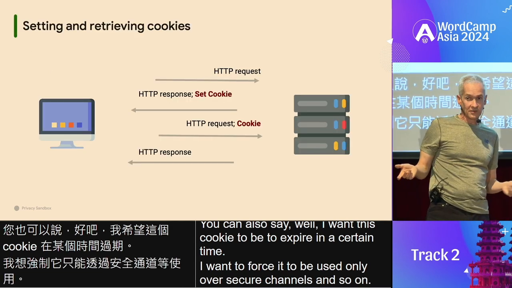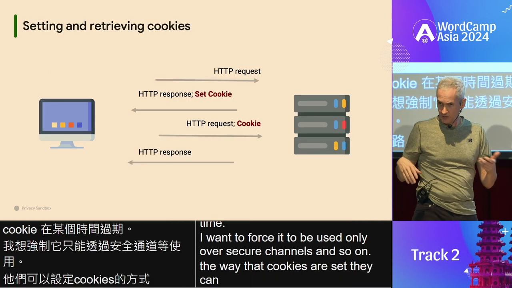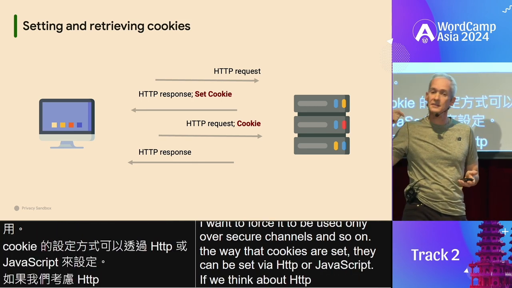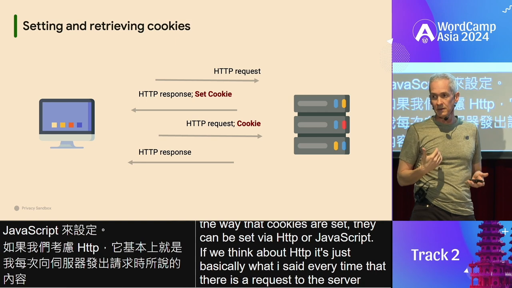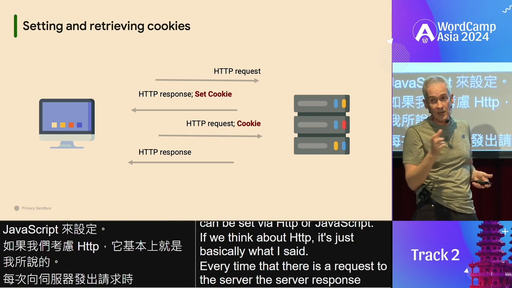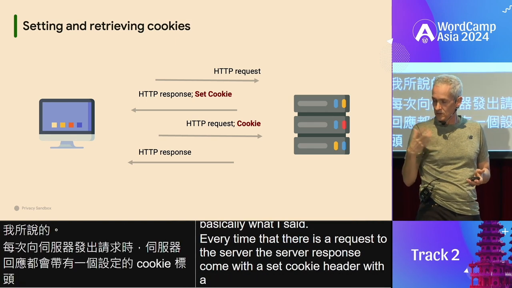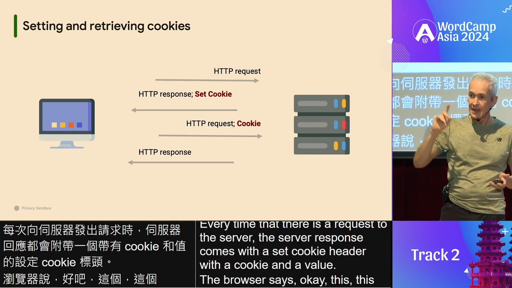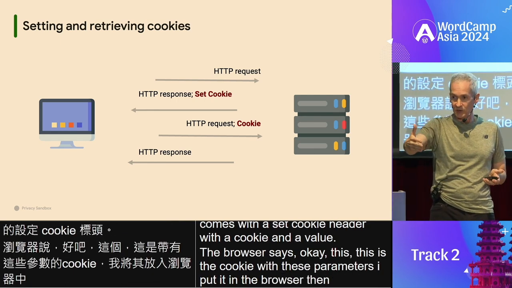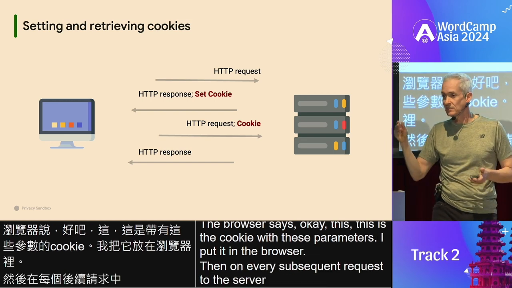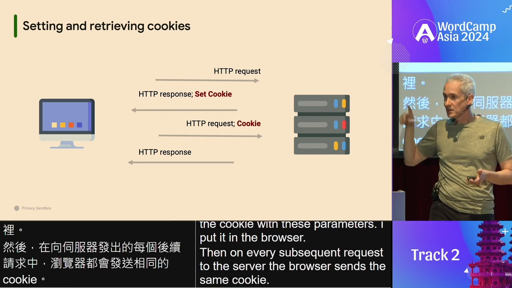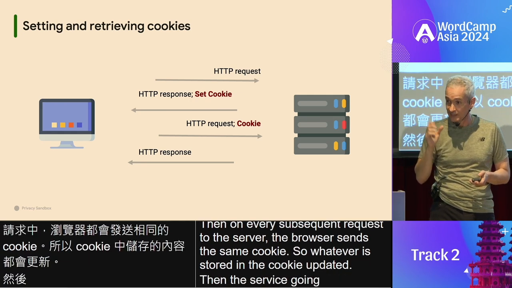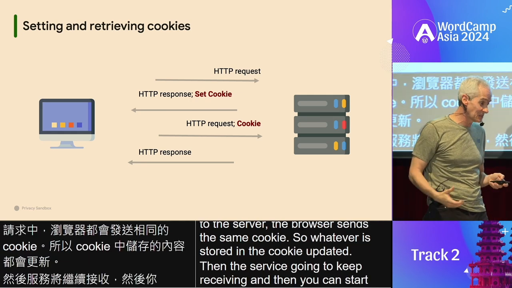The way that cookies are set, they can be set via HTTP or JavaScript. If we think about HTTP, it's just basically what I said. Every time there is a request to the server, the response comes with a Set-Cookie header, with a cookie and a value, and the browser says, OK, this is the cookie with these parameters. I put it in the browser. Then on every subsequent request to the server, the browser sends the same cookie. So whatever is stored in the cookie, updated, the server is going to keep receiving. And then you can start seeing how the source of the problem starts shaping.